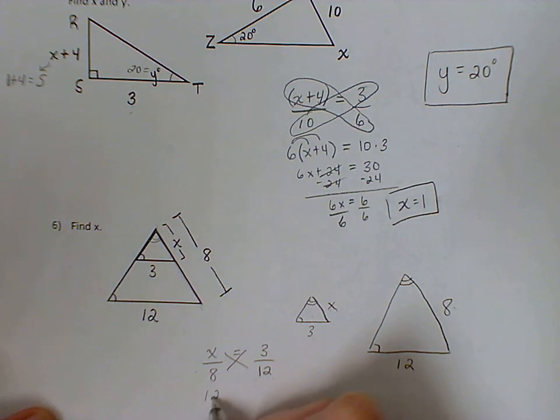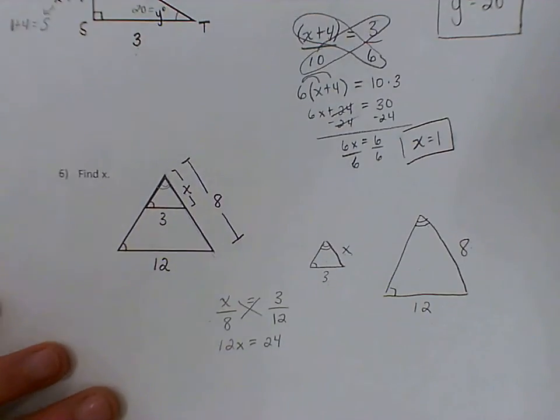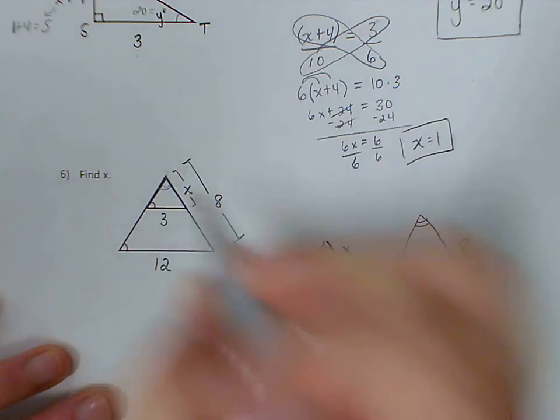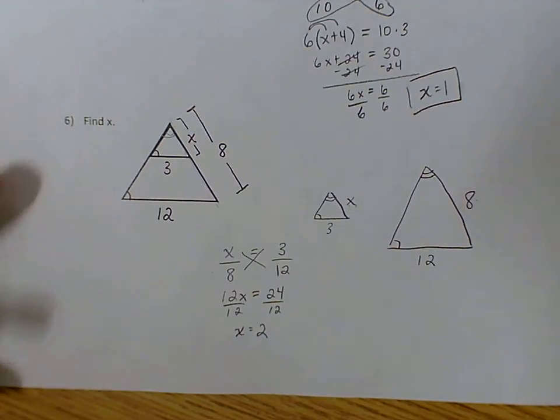So x times 12 is 12x, and then 8 times 3 is 24. And then from there, divide by 12, and x would equal 2. So the length of this side would be 2. Okay, so that's how you solve problems using what you know about similar figures.